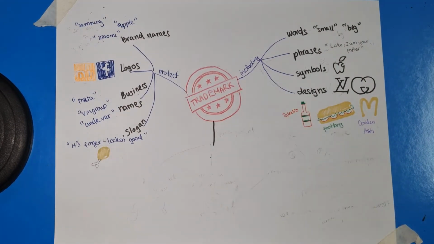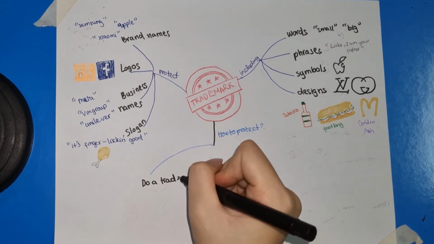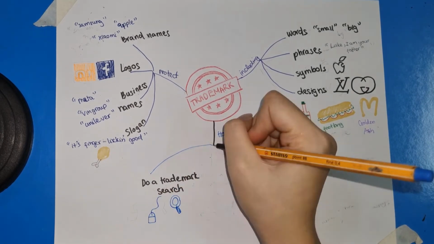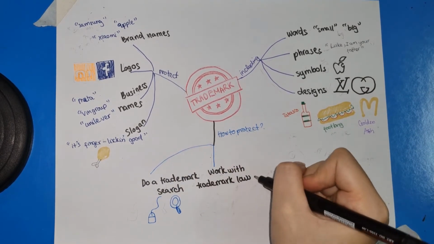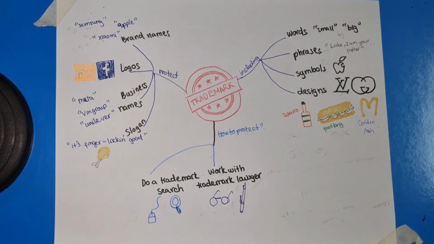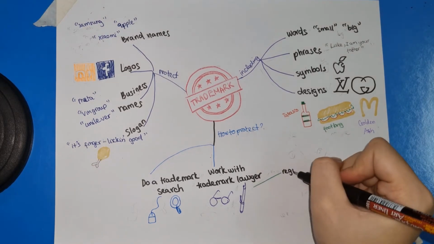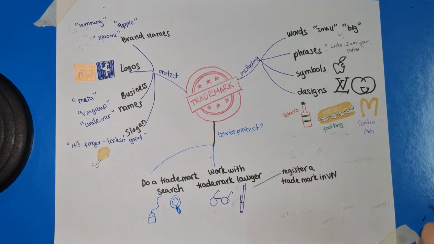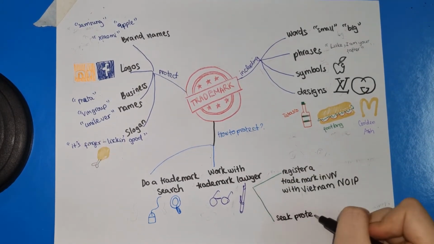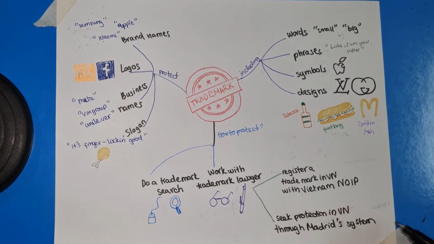So, how can we protect a trademark? First, you want to do a trademark search to ensure that your branding materials are not already in use. Additionally, you might decide to work with a trademark lawyer to assist in trademark registration. For registration, trademark owners have two options: either directly register a trademark in Vietnam by filing an application for registration with the Vietnam NOIP, or seek the protection in Vietnam through the Madrid system.